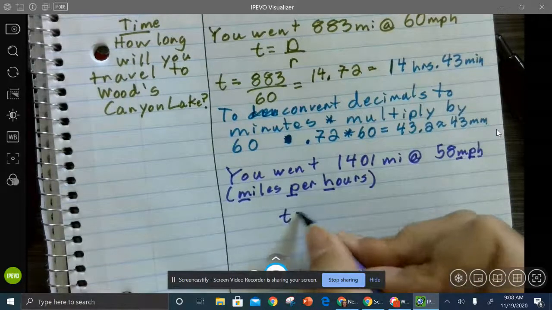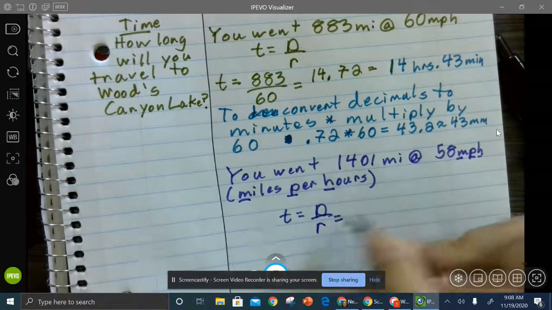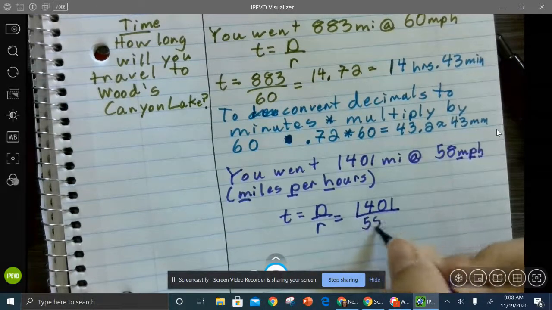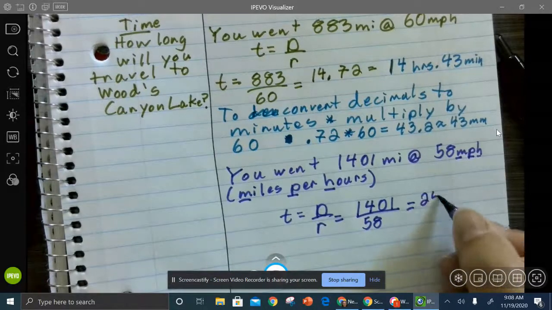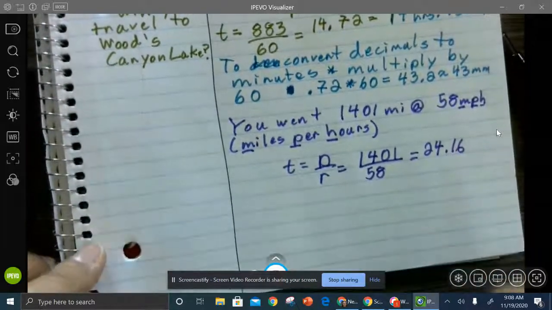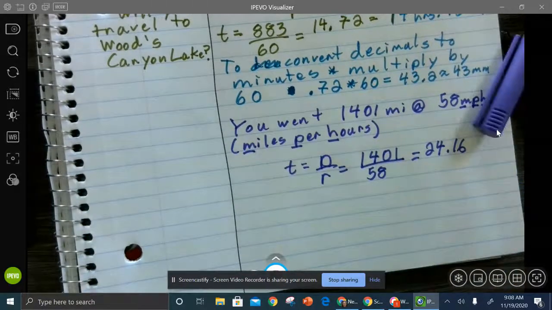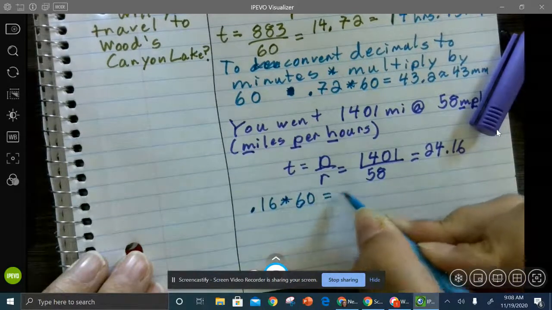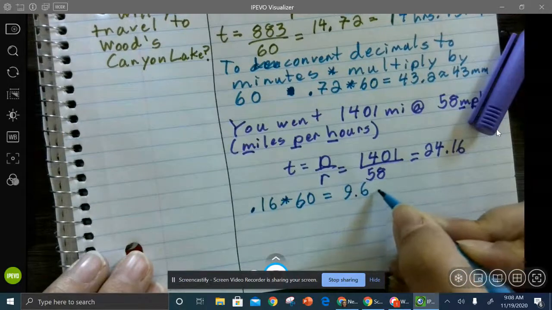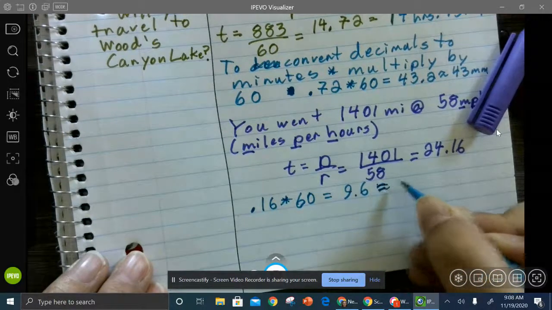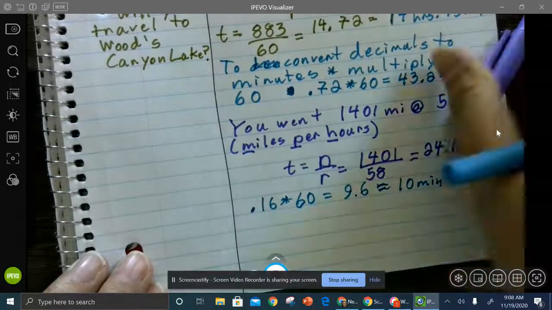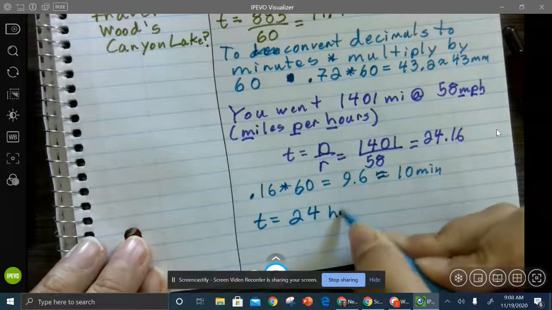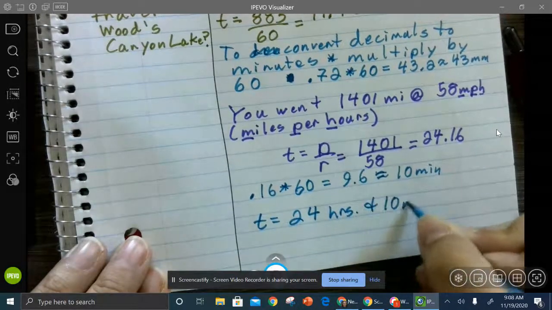So we have time is equal to distance divided by the rate. 1,041 is the distance divided by the rate of 58. So we get 17 and 55/58. We're going to multiply the fraction by 60 to get the minutes. We get 9.6, which we would round up to 10 minutes. So the time is going to be 24 hours. Wow, that's long. And 10 minutes.